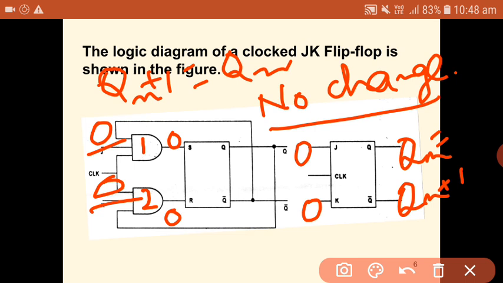So this is the operation of JK flip-flop when J is equal to 0 and K is equal to 0 are applied as inputs to the J and K inputs: you will be getting the output as no change, that is, whatever the previous output Qn was will be equal to the present output, Qn plus 1. So that's why you can write Qn plus 1 is equal to Qn for the J is equal to 0 and K is equal to 0 combination.